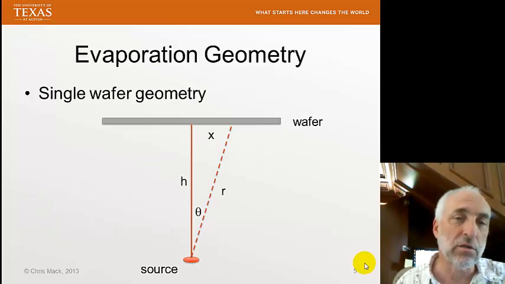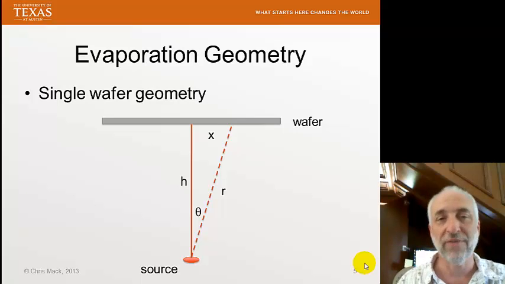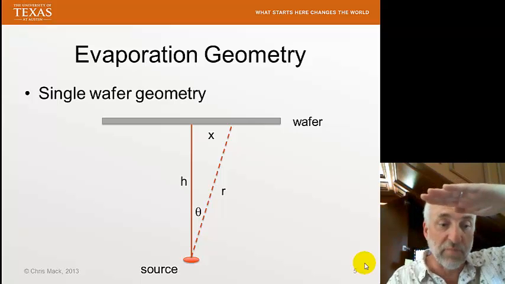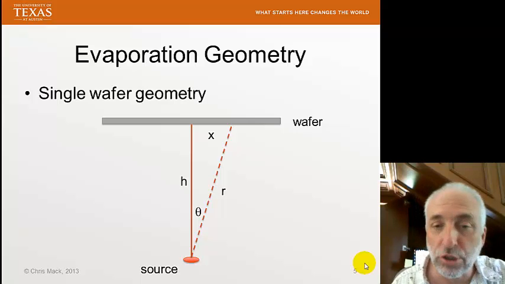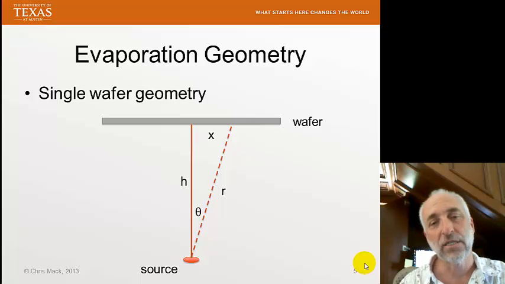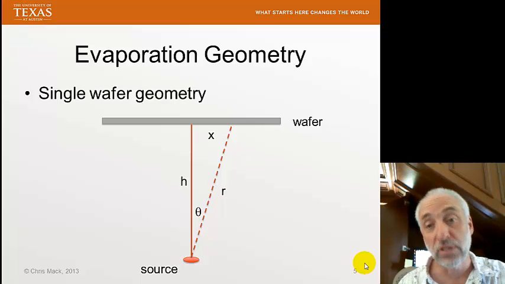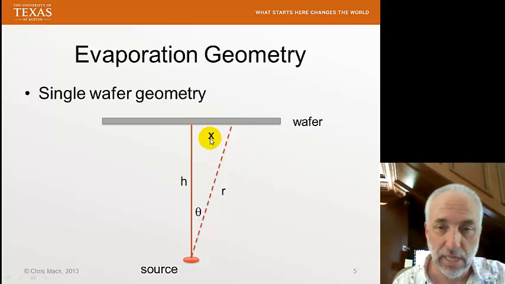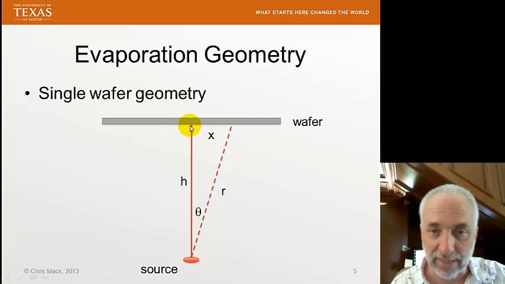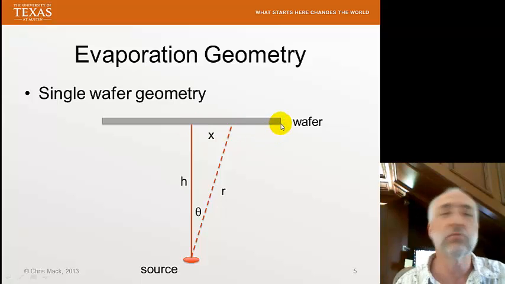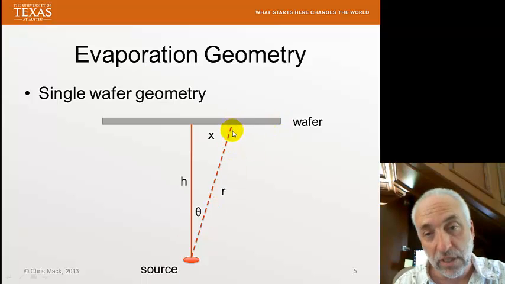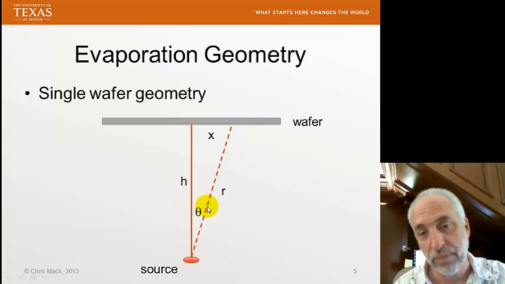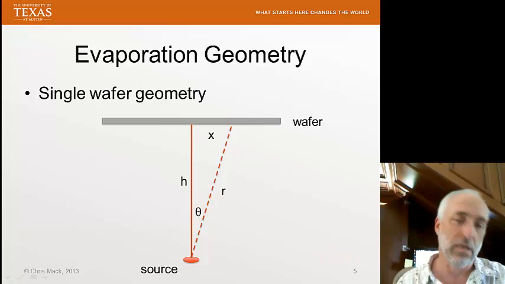Let's consider a single wafer chamber. So I have a wafer that's just sitting directly above my source. The distance from the source to the center of the wafer is h. But I'm going to look at the deposition at all positions. So I'll define x as the distance from the center of the wafer. So x goes from 0 to the radius of our wafer. Then I'll think of some point x as having a distance r away from the source, and that will be vapor coming off at some angle theta.